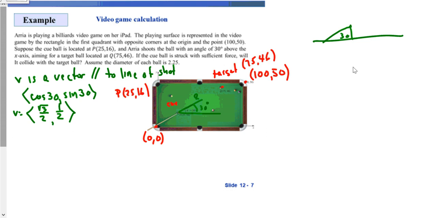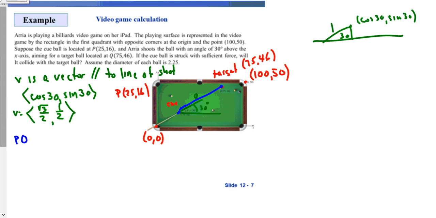We just want a vector on that line, so we're just assuming it has length 1, which is why we know the coordinates are cosine 30, sine 30. Just think of a unit circle, or use your right triangle and figure out the x and the y. So that's the vector v that's on her line of sight. And now we want to look at the line that would go from P to Q. We're hoping that it coincides with our line of shot, but we're not sure.